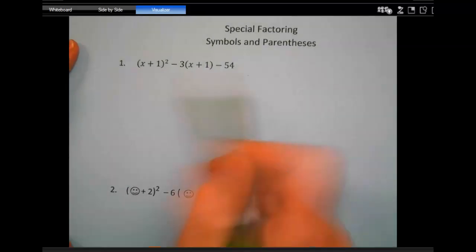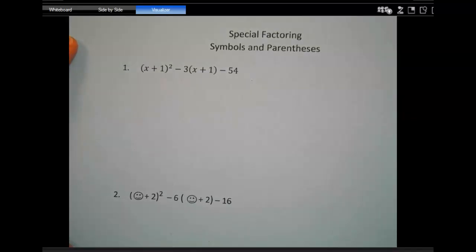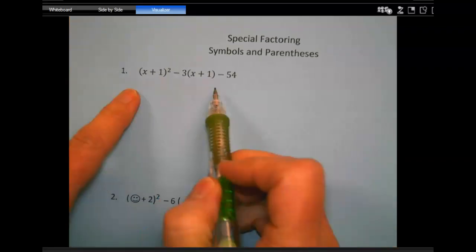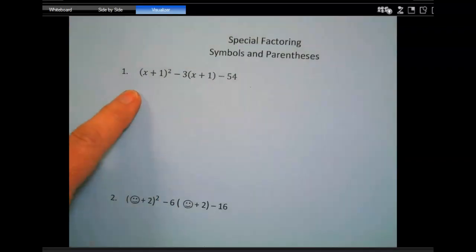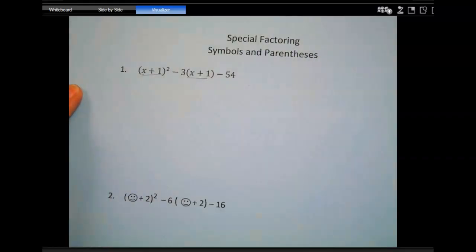Okay. So look at number 1. This is the last of the factoring that we're going to talk about. Tomorrow is the review, and then Wednesday we're going to test. So y'all look at number 1. Do you see inside the parentheses? Do you see how these match? The x plus 1 matches.